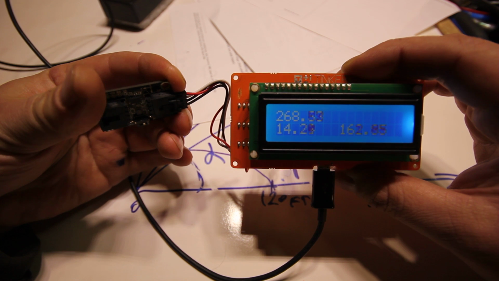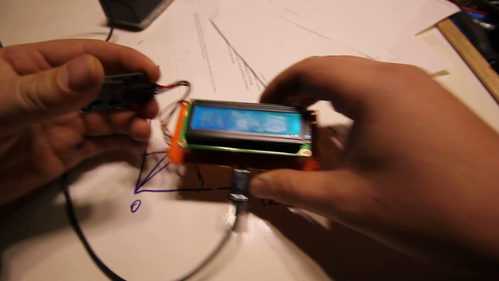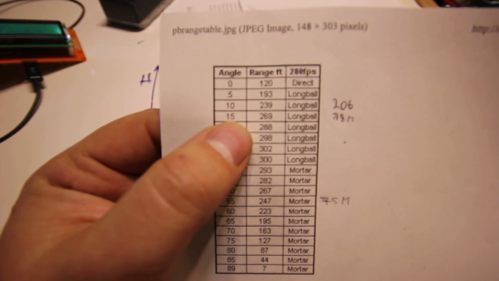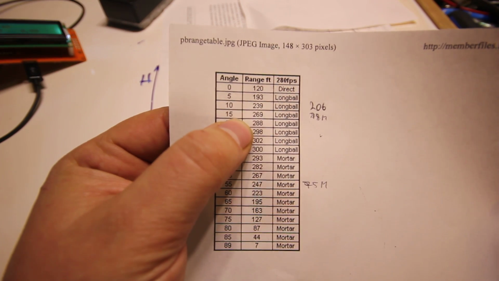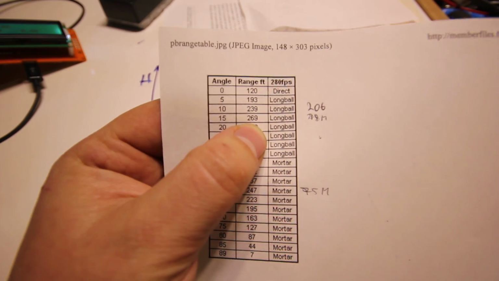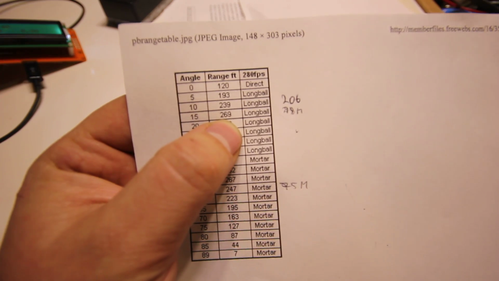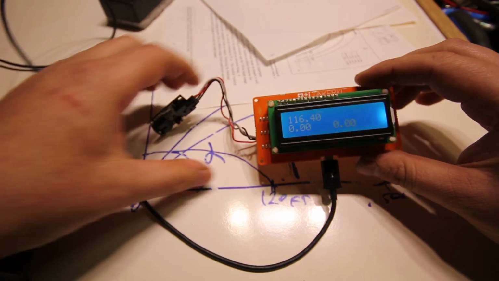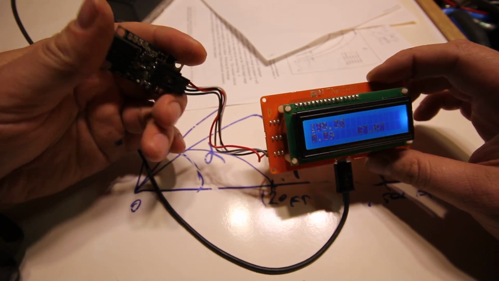Okay, so there you go, about 14.8 degrees, I get about 272 feet. And let's look at Gary's ballistics calculation. At 15 degrees, I get 269. My calculator says 272. Three feet, not too bad of an accuracy. And this thing actually works across the entire range, almost all the way up to 70 degrees.